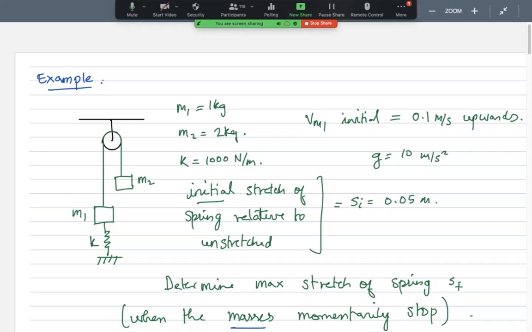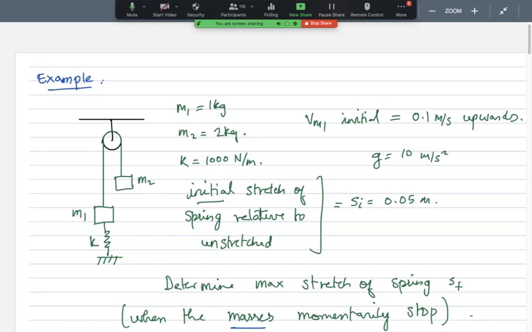Okay, and then you're also told that the initial stretch of the spring relative to unstretched is 0.05 meters, okay? The spring initially at time t equal to 0 is already stretched. In other words, it's transmitting some force. That's the initial stretch, okay? When S equals 0 is when the spring is called unstretched and doesn't transmit force. In this case, it already transmits force and already has some energy. That's what we mean by this statement.